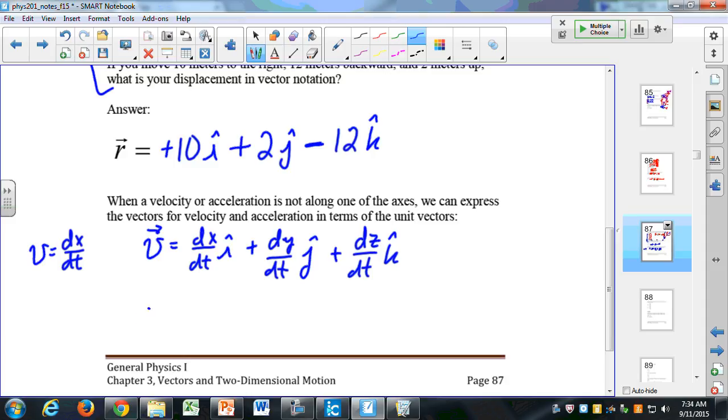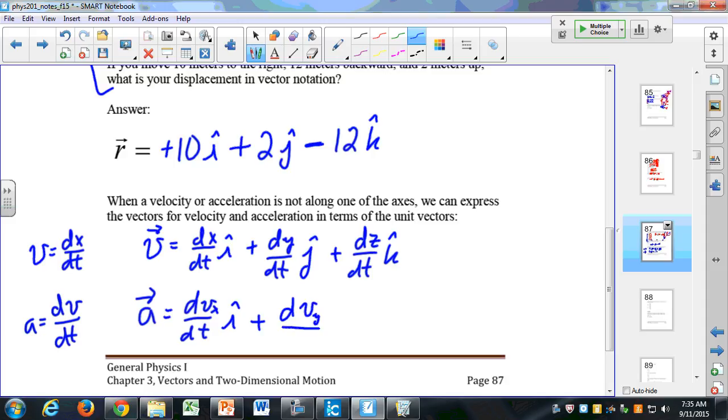And then also we can do the same for acceleration. Remember, our basic definition for acceleration was dv/dt. It's the first derivative of the velocity function or the second derivative of the position function, which we've already done. And so we can express this as the derivative of v with respect to t. We're looking at the x component of that velocity as it changes with time in the i direction, plus dvy/dt in the j direction, dvz/dt in the k direction.